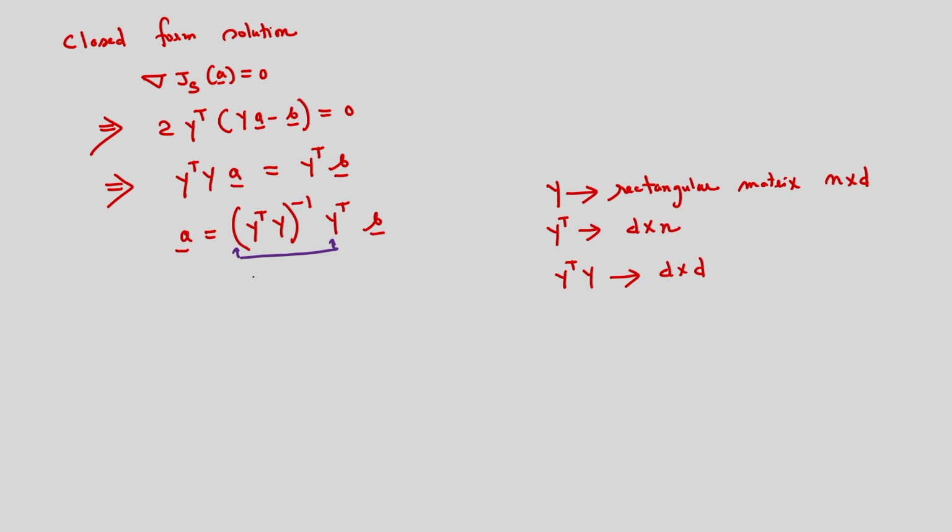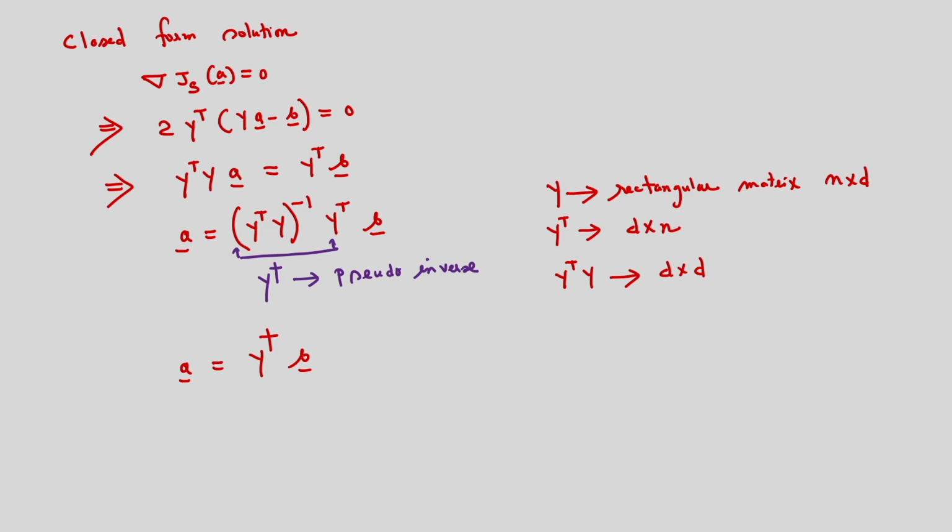this is nothing but Y plus, that is actually the pseudo inverse. It is called a pseudo inverse. This Y transpose Y is a square matrix of dimension D cross D, and you can see this term Y transpose Y inverse into Y transpose is nothing but a pseudo inverse. So the final expression is A is equal to this Y plus, the pseudo inverse, B. So Y plus is the pseudo inverse of Y.